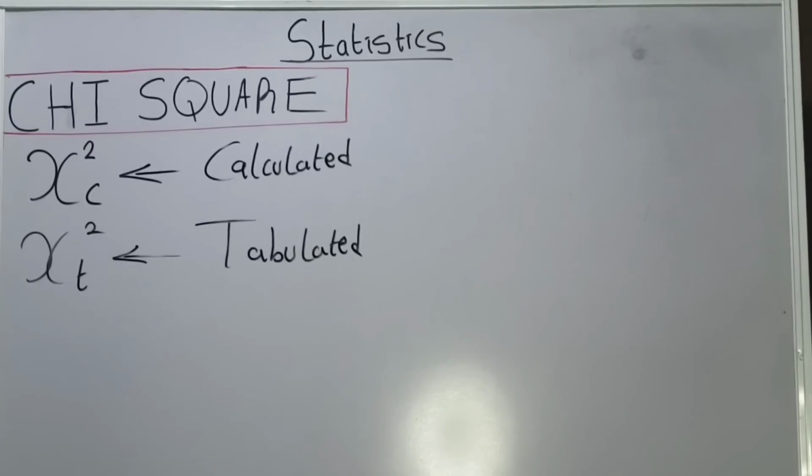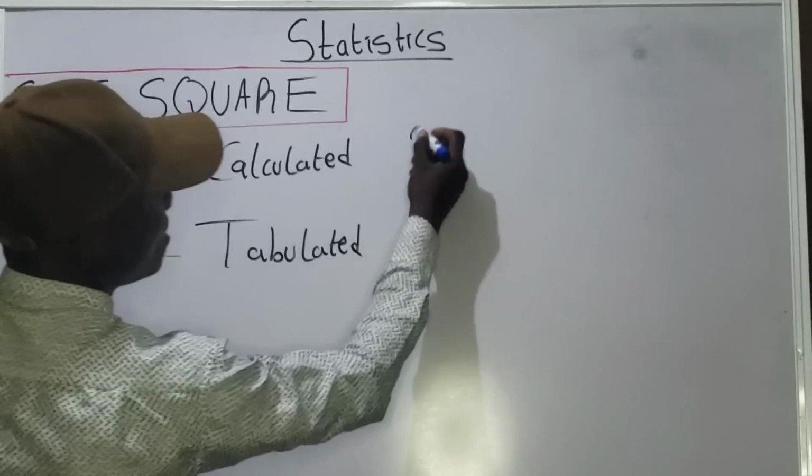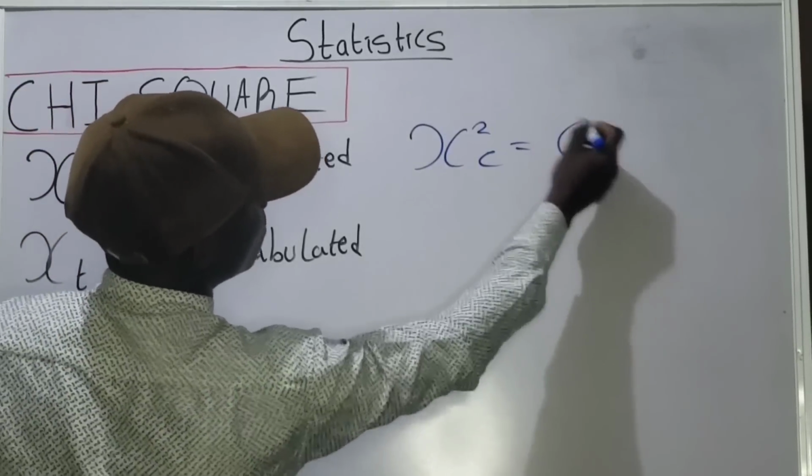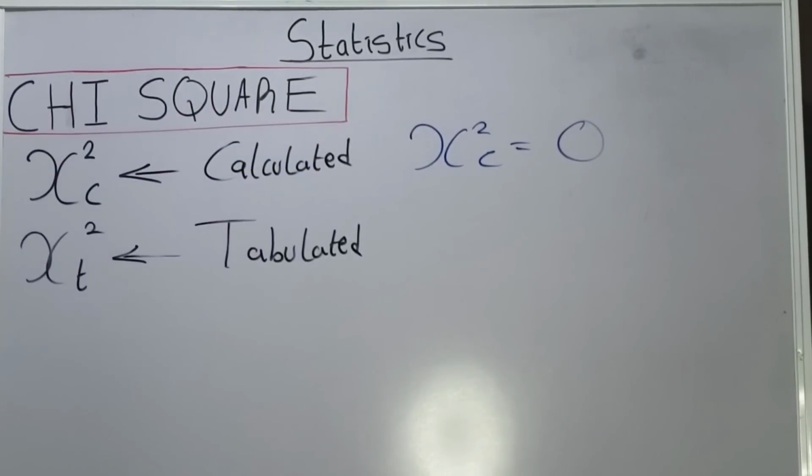That means there is a relationship between the observed and the expected frequency, between the variables that we are dealing with. Chi-square tells us the differences or the relationship that exists between two variables. If the calculated chi-squared is equal to 0, this implies that there is no deviation between the observed and the expected frequency.